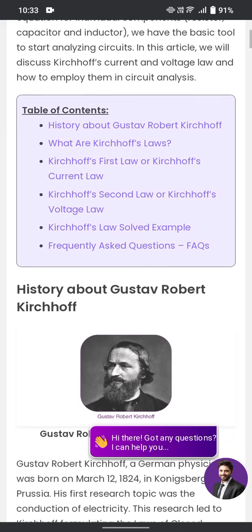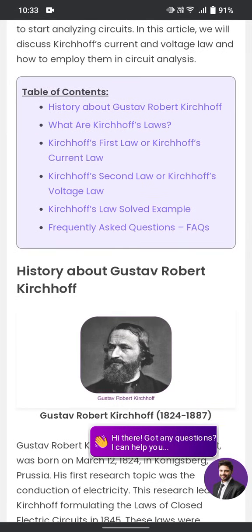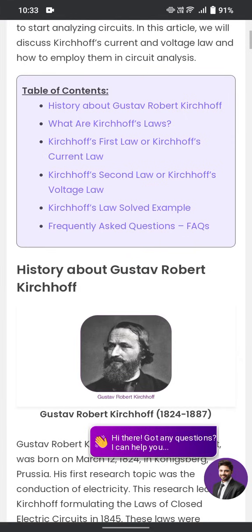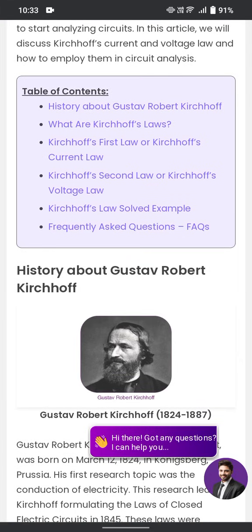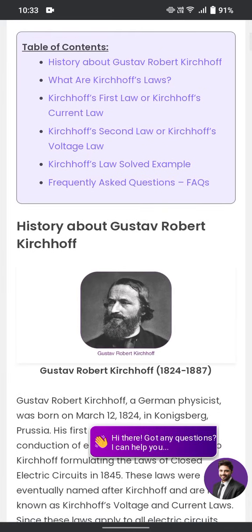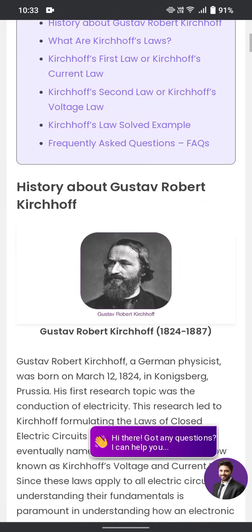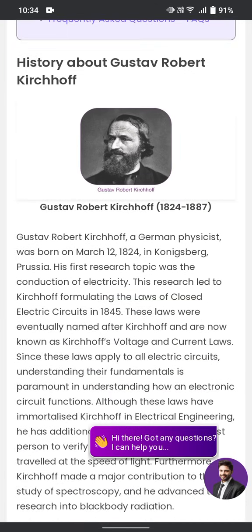Table of contents. History about Gustav Robert Kirchhoff. What are Kirchhoff's laws? Kirchhoff's first law or Kirchhoff's current law. Kirchhoff's second law or Kirchhoff's voltage law. Kirchhoff's laws solved examples. Frequently asked questions. History about Gustav Robert Kirchhoff.